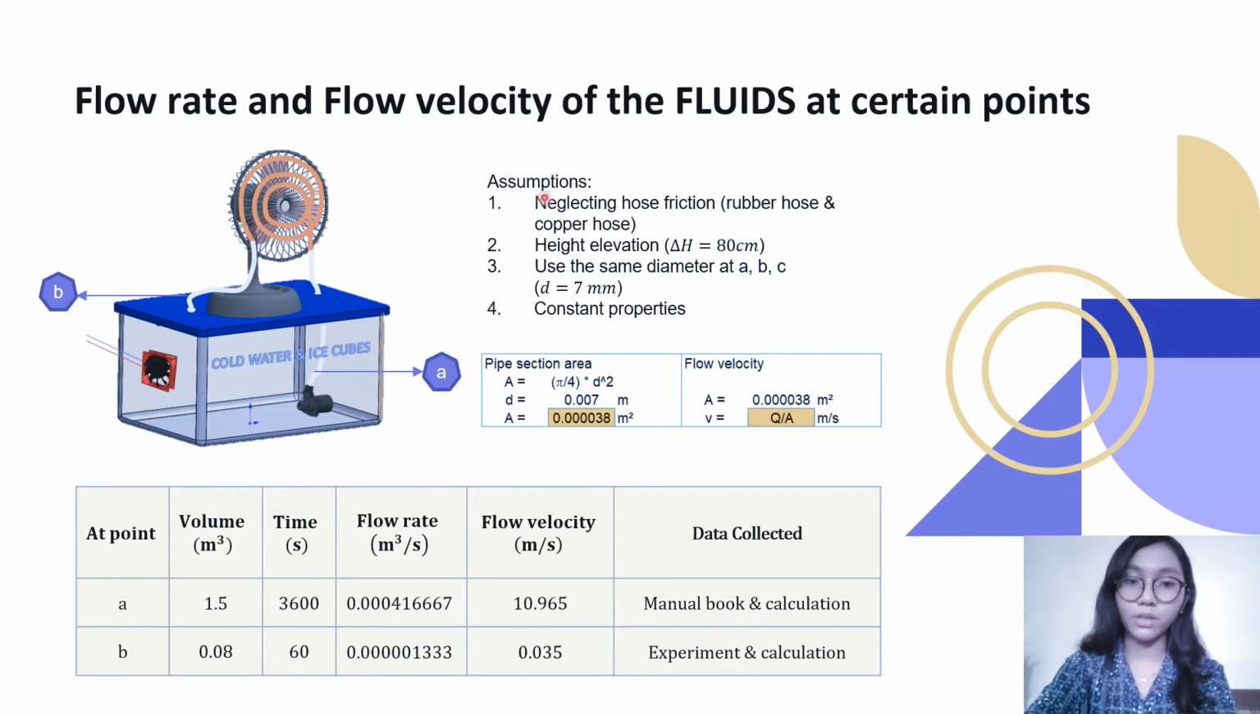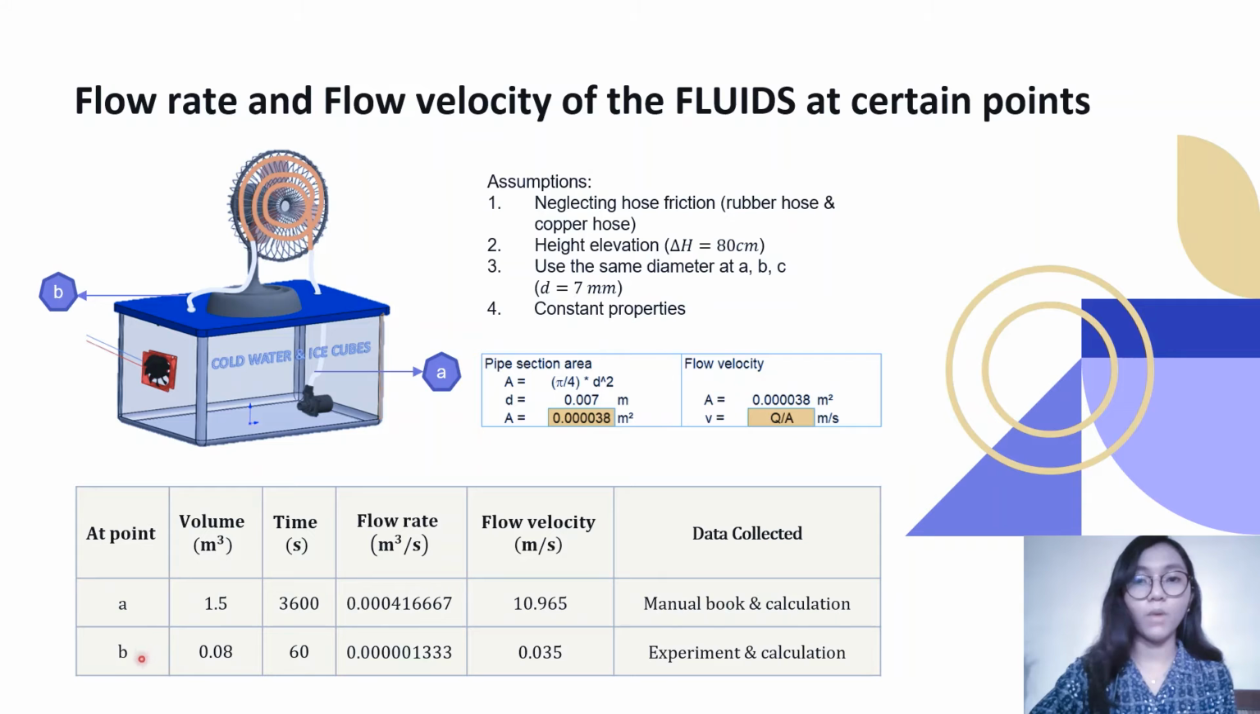Here are the assumptions that I use in these calculations and analysis. I can get the pipe section area using diameter equal to 7 mm, and I use this formula to calculate the flow velocity. I use different data collection approaches to get the flow rate and flow velocity at point A and point B. At A, I got the flow rate from the pump's manual book, but I need to convert liters per hour to cubic meters per second. And to find the flow velocity, I divide the flow rate by the area.